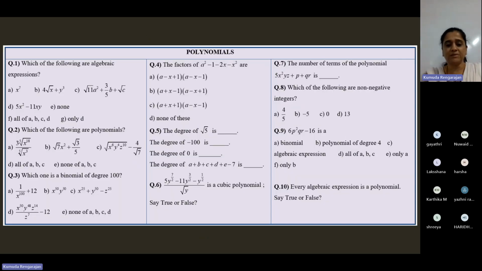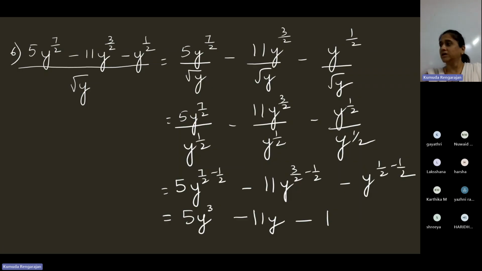Yeah, now what is the statement? The given expression is a cubic polynomial. Is it a cubic polynomial? Why is it a cubic polynomial? Is it a polynomial? Yes, because the power of the variable y everywhere is a whole number. So it is a polynomial. Is it cubic? Yes, the highest power is 3. So it's cubic. So it is a cubic polynomial. The statement is true. Yeah, write down.